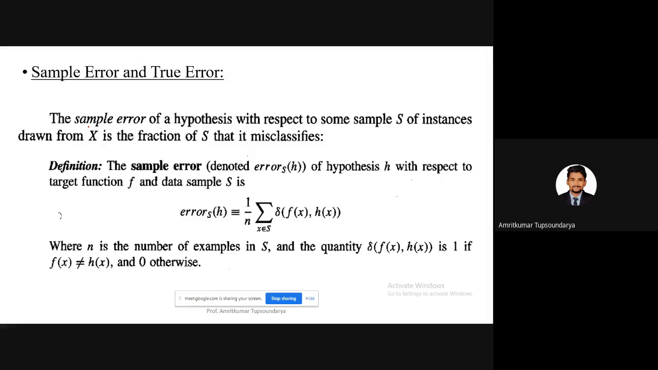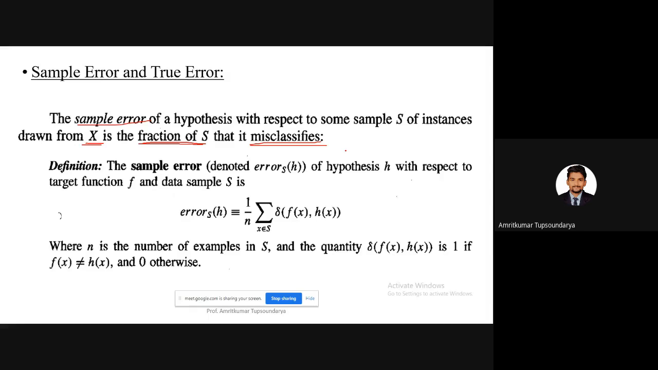The sample error of a hypothesis with respect to some sample S of instances drawn from the set of instances capital X is the fraction of S that is misclassified. So this can be termed as a sample error. It is the error which has been misclassified from the set of the sample instances capital S.